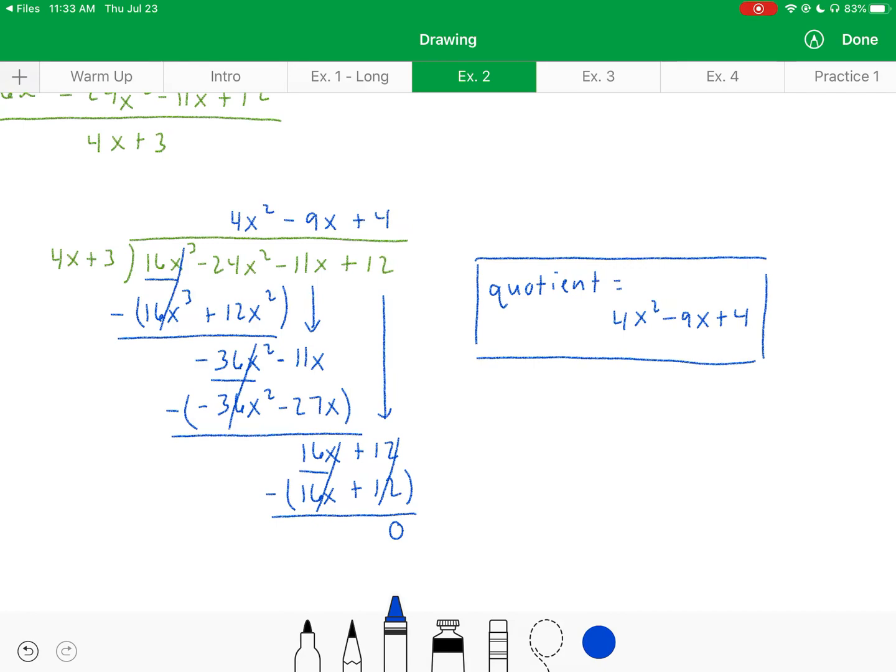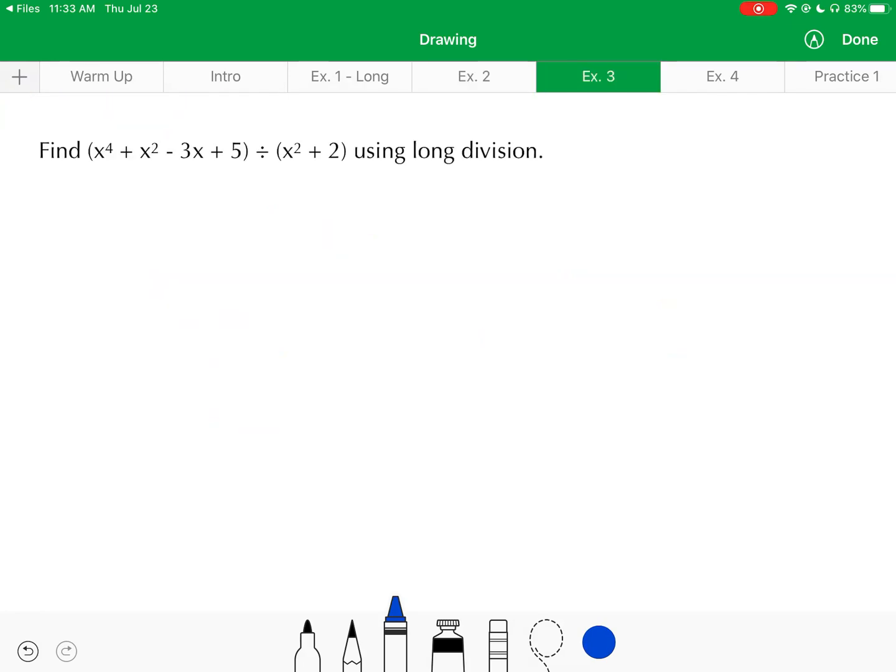All right, now let's get into an even more complex example. So here the polynomial, our dividend, has 4 terms, and then your divisor has 2 terms. One thing I'm noticing, if you look at x to the 4th power plus x squared, see how you skip a power of 3 on x? That's a big deal.